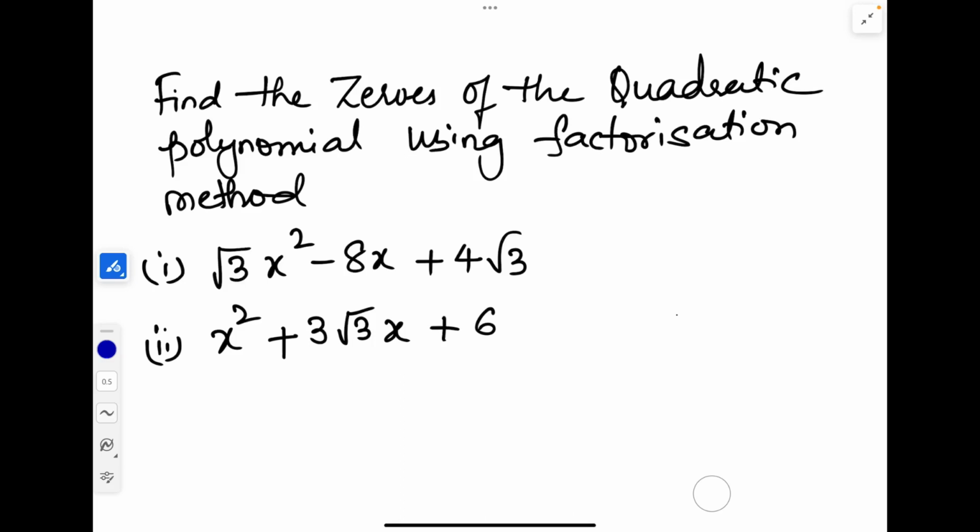This is a sum from the polynomials chapter. Find the zeros of the quadratic polynomial using the factorization method. That means we will be using splitting the middle term. They have given two polynomials over here.